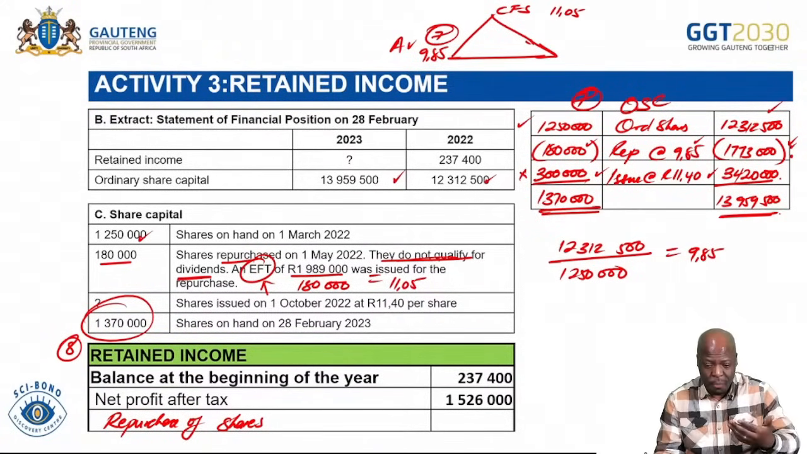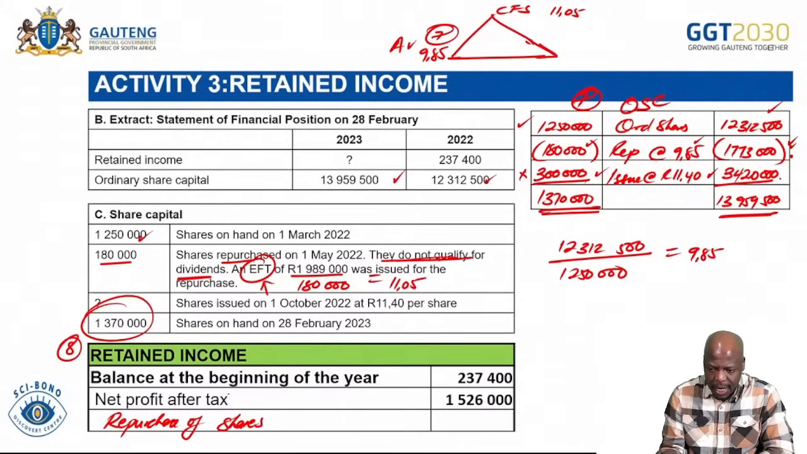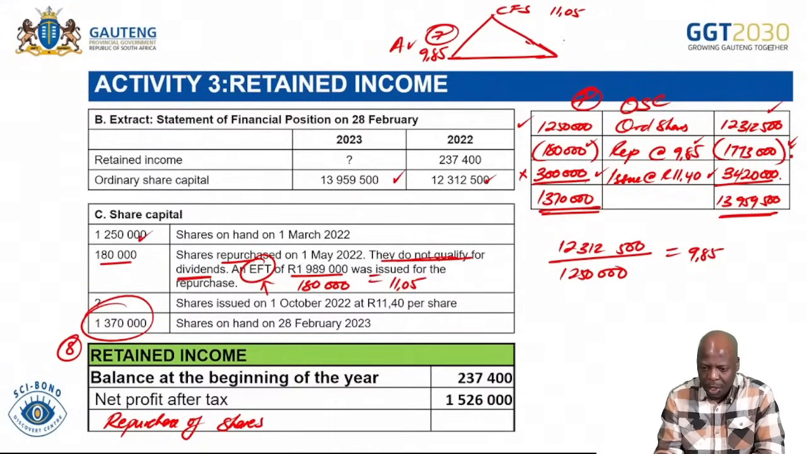It would still be the very same thing. Now, in the retained income, we want the repurchase of shares. We know in the retained income, we record the amount above. So we're saying 11 rand 5 cents minus 9 rand 85. That is going to give you 1 rand 20. So 1 rand 20 is the above.